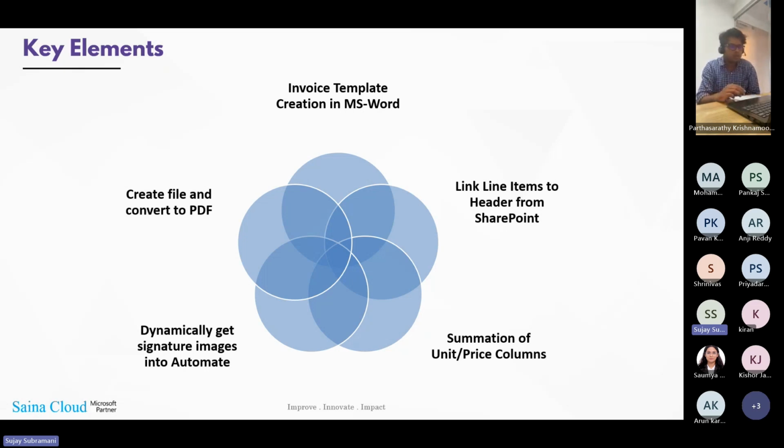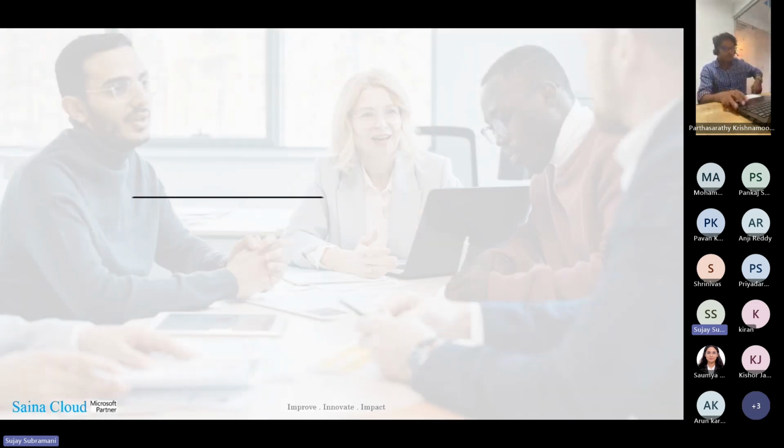Next, dynamically, you're supposed to get signature images from Power Automate. Currently there is a field called images in SharePoint, but that will not be helpful for pulling it into Power Automate dynamically. It will be very static and a very slow process, so there is a workaround or trick for it, which I'll show you. After all this is done, you will have to create a file, convert it to PDF, and store it in OneDrive or send it to your email or anywhere. Let's move on to the demo.